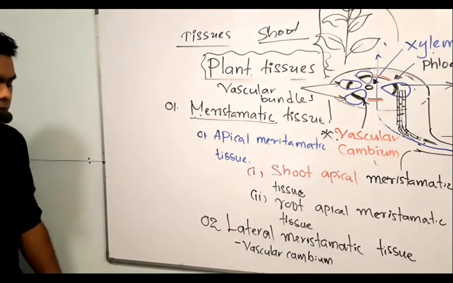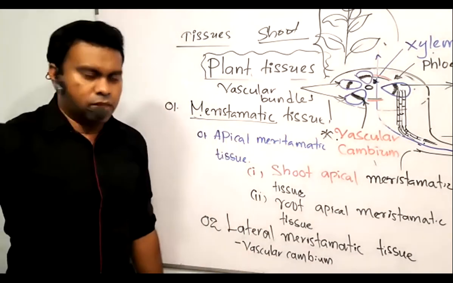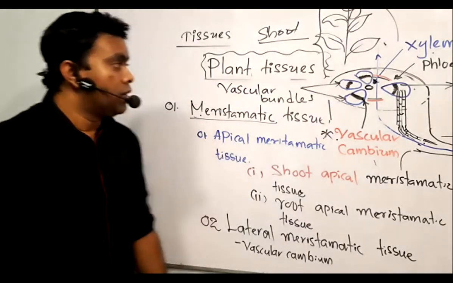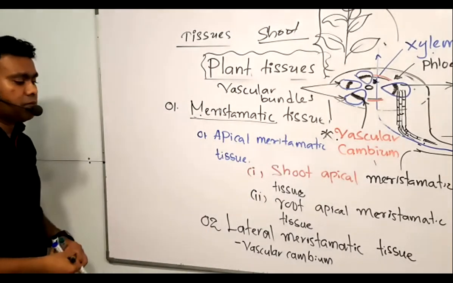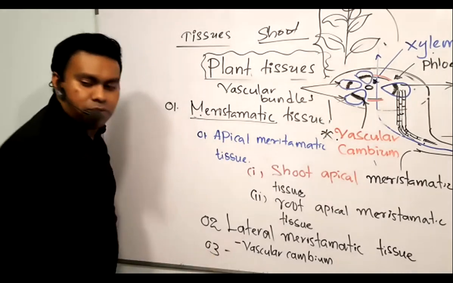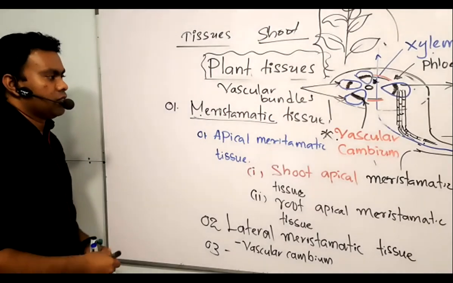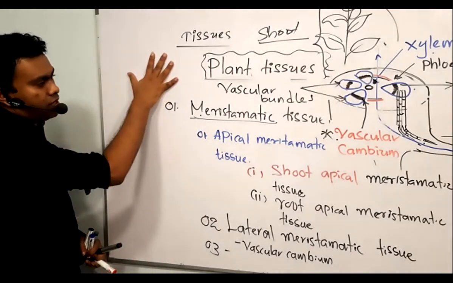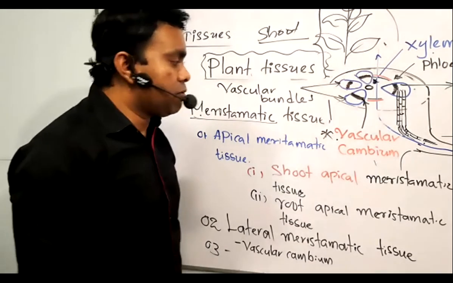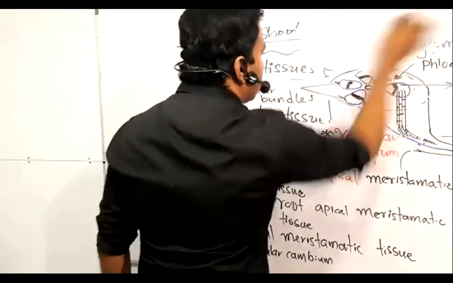Vascular cambium. There's a nice flow chart in the tute; you can practice it. Okay, so that's the meristematic tissue. There's another meristematic tissue, and that space is not enough, so I'll write that here. We call that intercalary meristematic tissue.